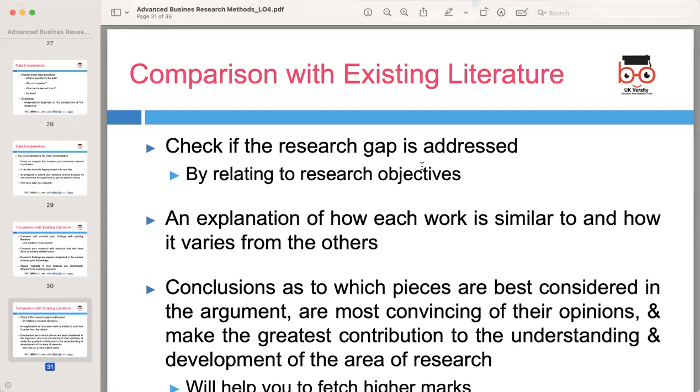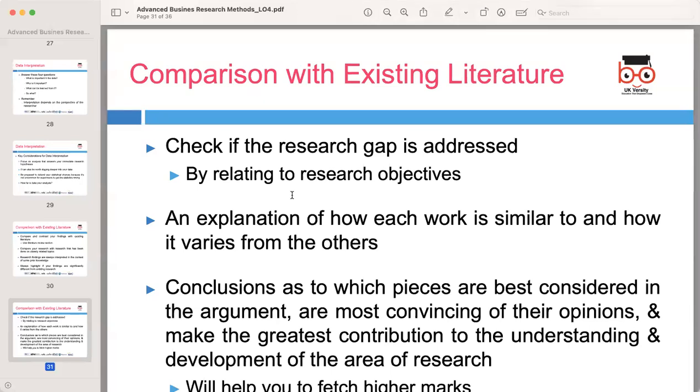Check if the research gap is addressed by relating to research objectives. A research gap refers to an area in the field that has not been extensively studied or lacks sufficient evidence or understanding. By identifying and addressing these gaps, researchers contribute to the advancement of knowledge.